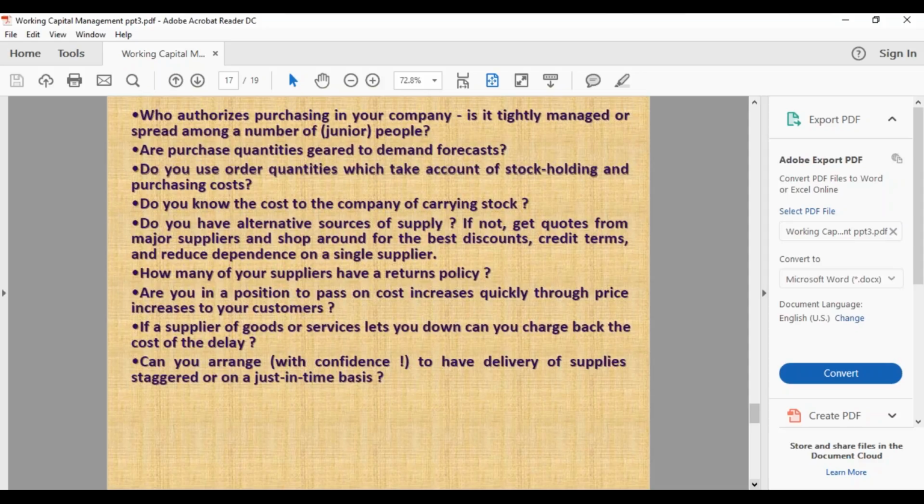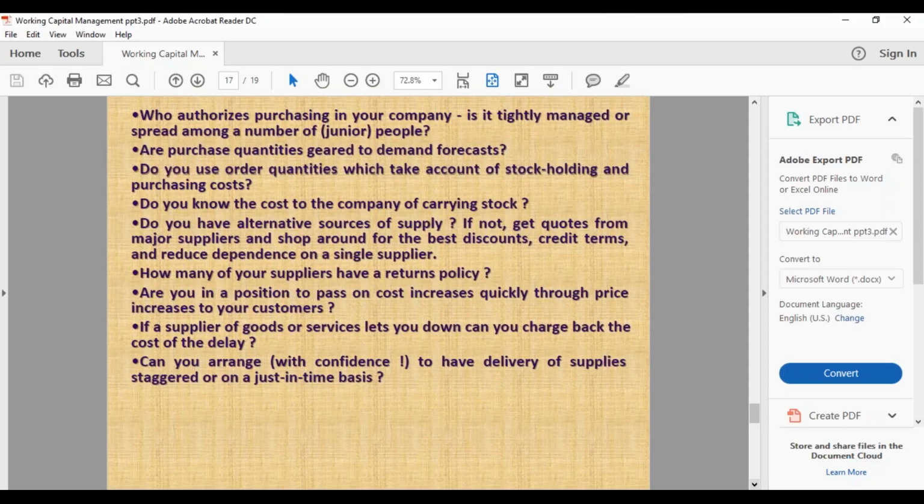Do you use order quantities which take account of stock holding and purchasing cost? So, stock holding and purchasing cost are important, and we have to keep them in mind while placing the order. Do you know the cost to the company of carrying the stock? Carrying the stock means keeping the inventory. If you keep the inventory for some time without selling it, there are carrying costs that we discussed earlier. So you have to keep track of that.